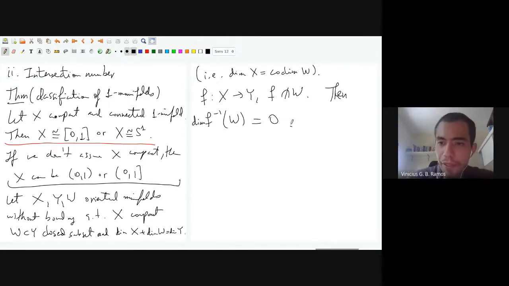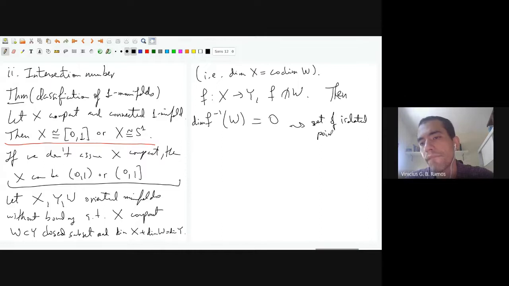Okay, so this means a submanifold of dimension 0 is a disjoint union of isolated points, a set of isolated points. And because your manifold X is compact, it has to be a finite number of points.